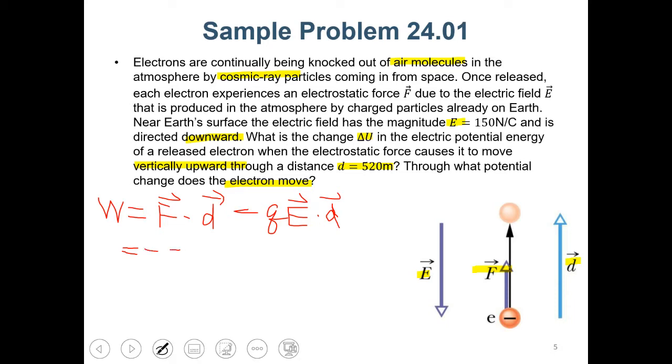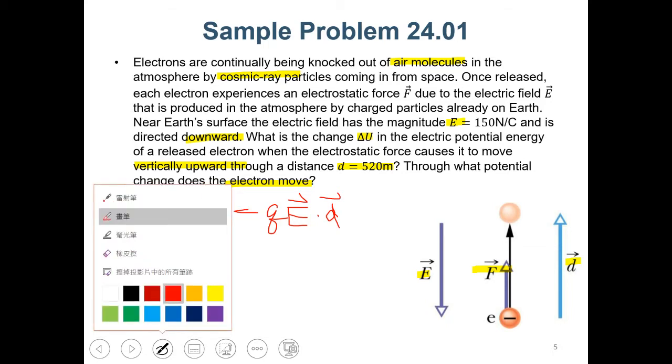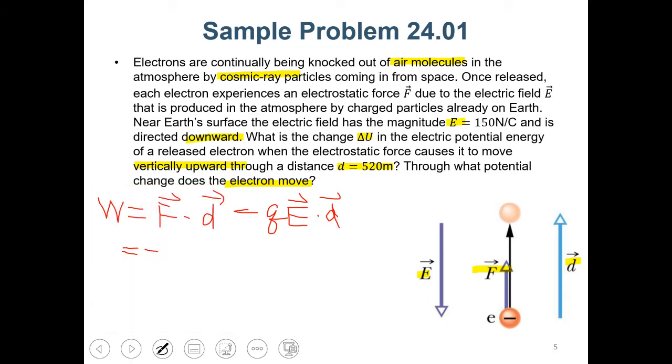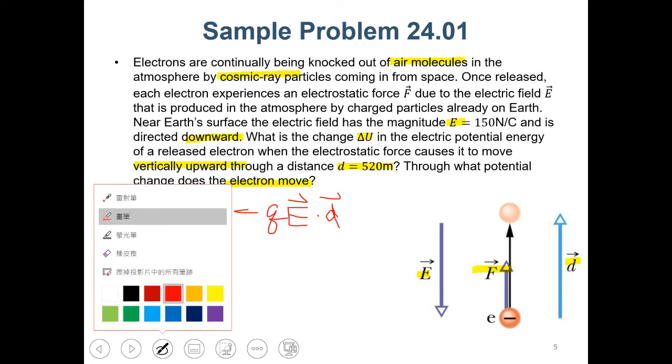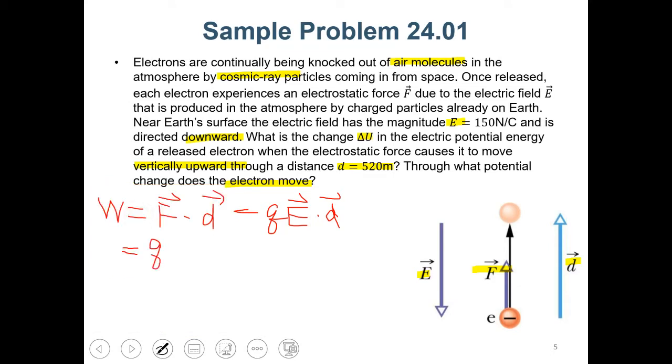So it will be negative, so it should be Q. You can see that E and d are in opposite directions, so it should be E d cosine 180 degrees. So it would be negative QEd.